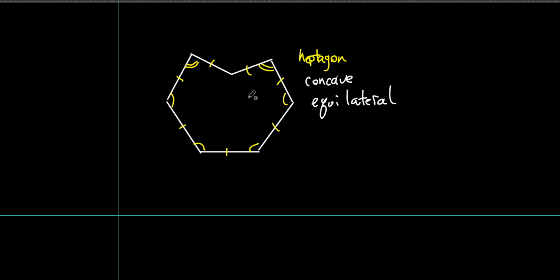And then it says, or none of these. Well, this is the one. It's not none of them. This is the one. It is equilateral. Okay, but it's not equiangular, and it's not regular. So these are the three answers to example 3A.